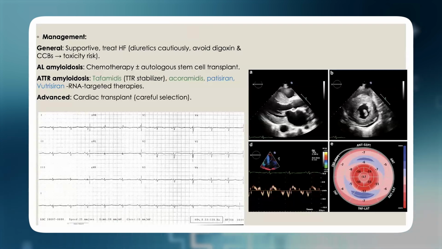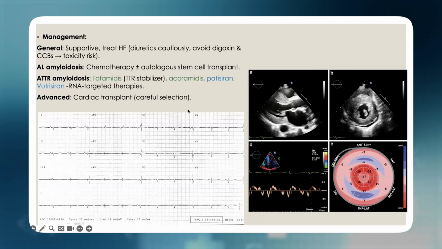ATTR amyloidosis, there are drugs that are TTR stabilizers like tafamidis and acoramidis. These are TTR stabilizers. Patisiran, vutrisiran, these are RNA targeted therapies. All of these are extremely expensive. Most Indians cannot afford them. In advanced stage, cardiac transplant is the answer.